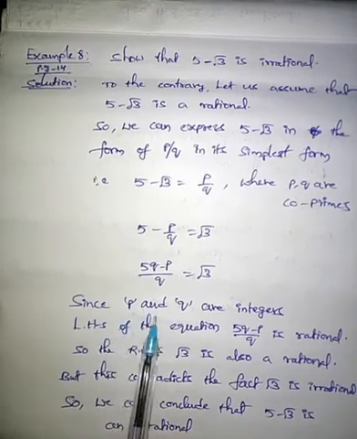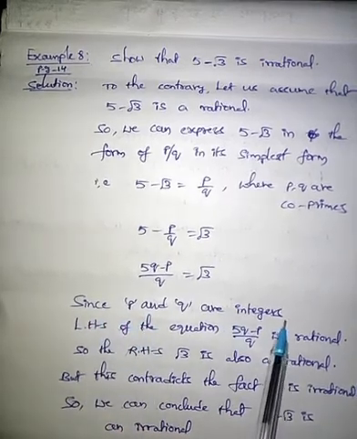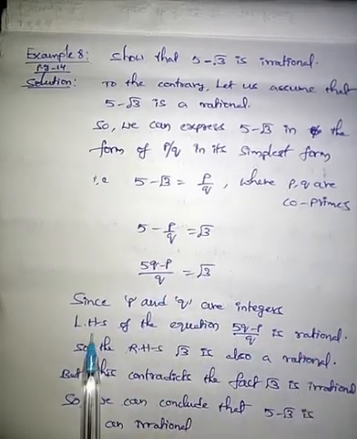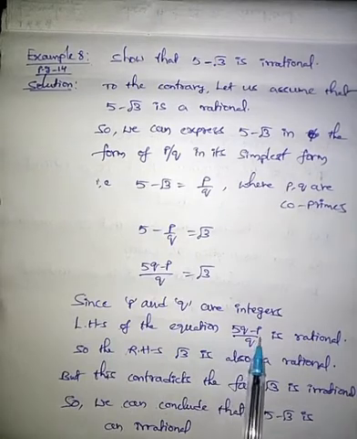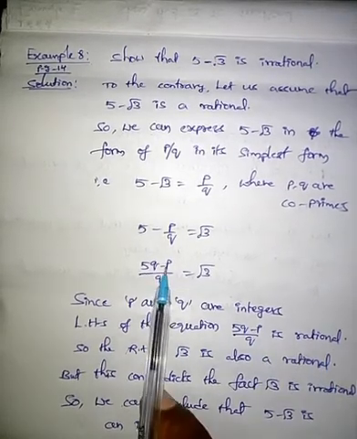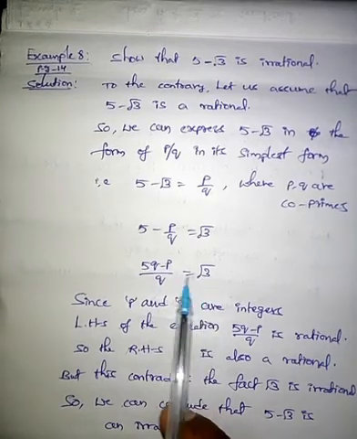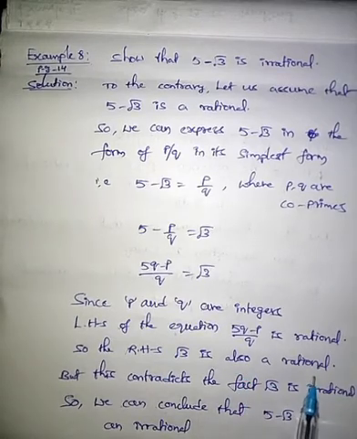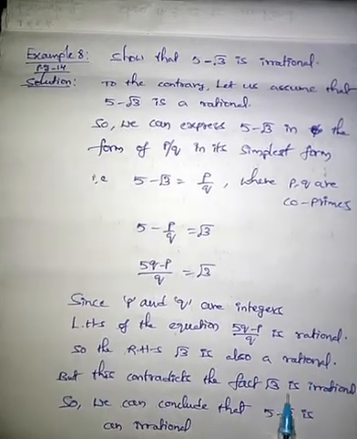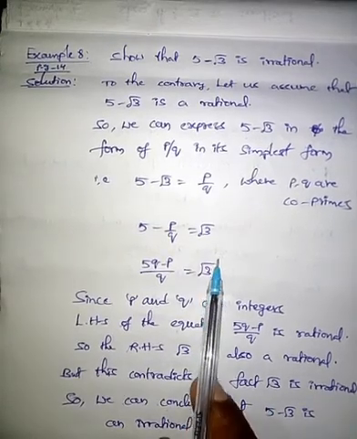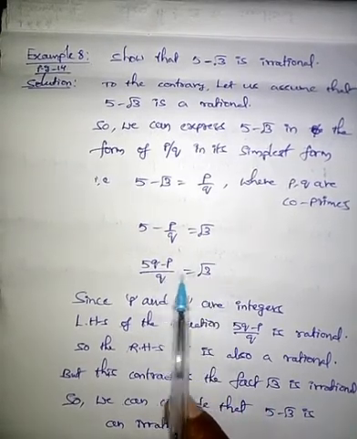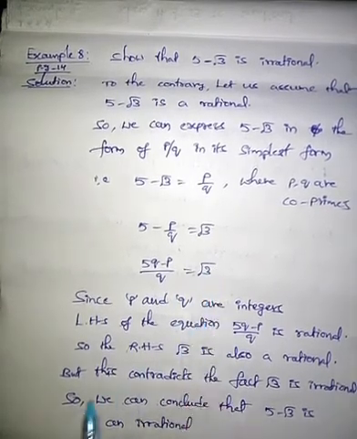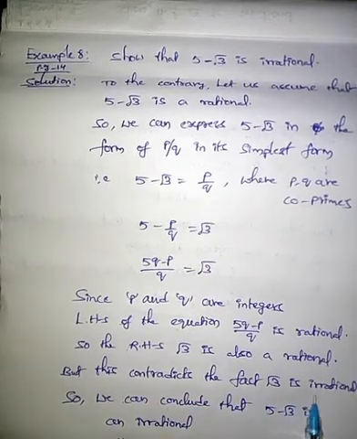So I wrote here, since p and q are integers, the value of 5q minus p by q is also a rational number. So the LHS of the equation, 5q minus p by q, is a rational number. If it is rational, the other side is also rational because these two values are equal. So the RHS, root 3, is also a rational number. But this contradicts the fact that root 3 is irrational, because you know that root 3 is irrational. This result opposes the fact that root 3 is irrational.